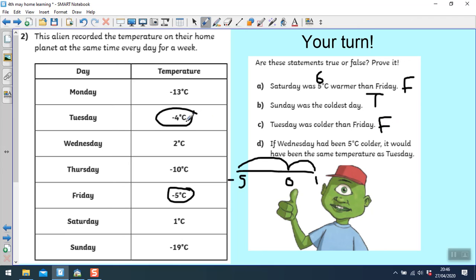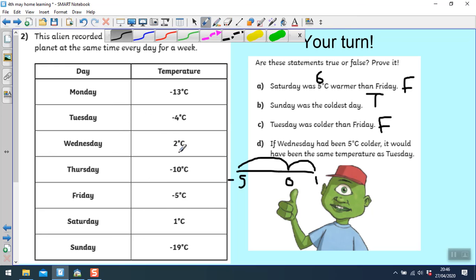Negative 4 is higher than negative 5. Negative 5 is 5 degrees less than 0. Tuesday is 4 degrees less than 0. So Tuesday is actually warmer than Friday. And this one, if Friday had been 5 degrees colder, it would have been the same temperature as Tuesday. If Wednesday, which is 2 degrees, was 5 degrees colder, so if you take away 5, it would have been the same temperature as Tuesday.